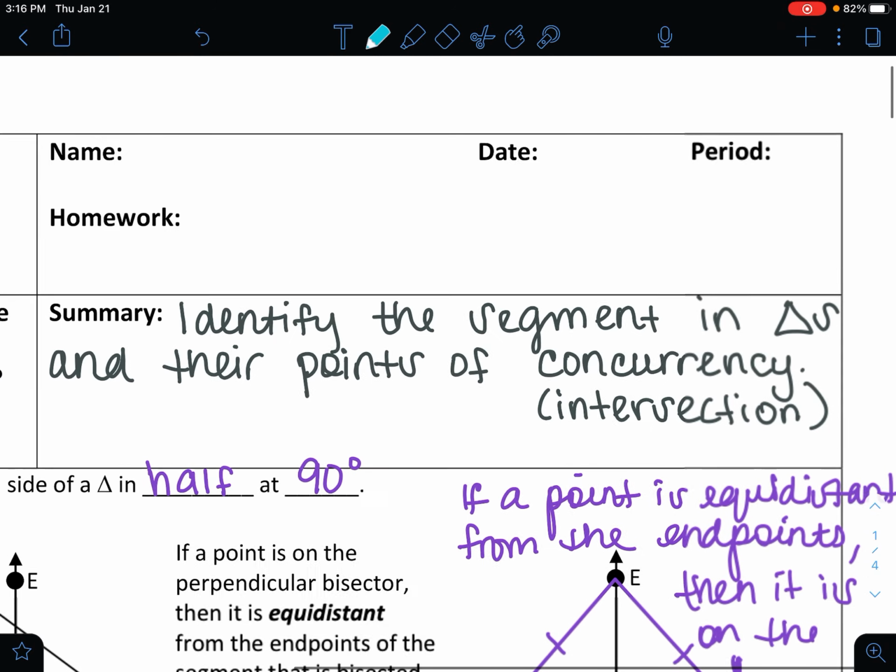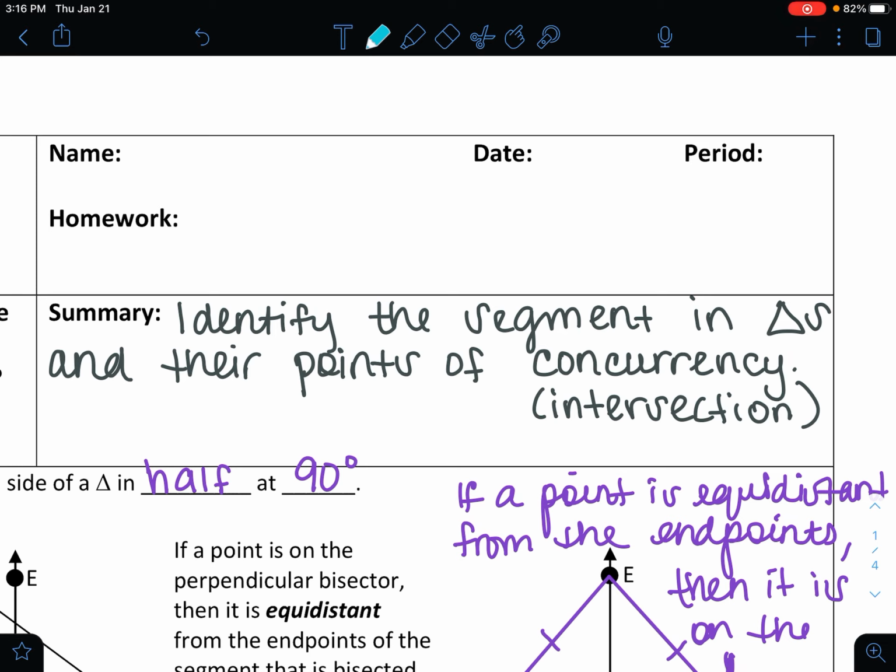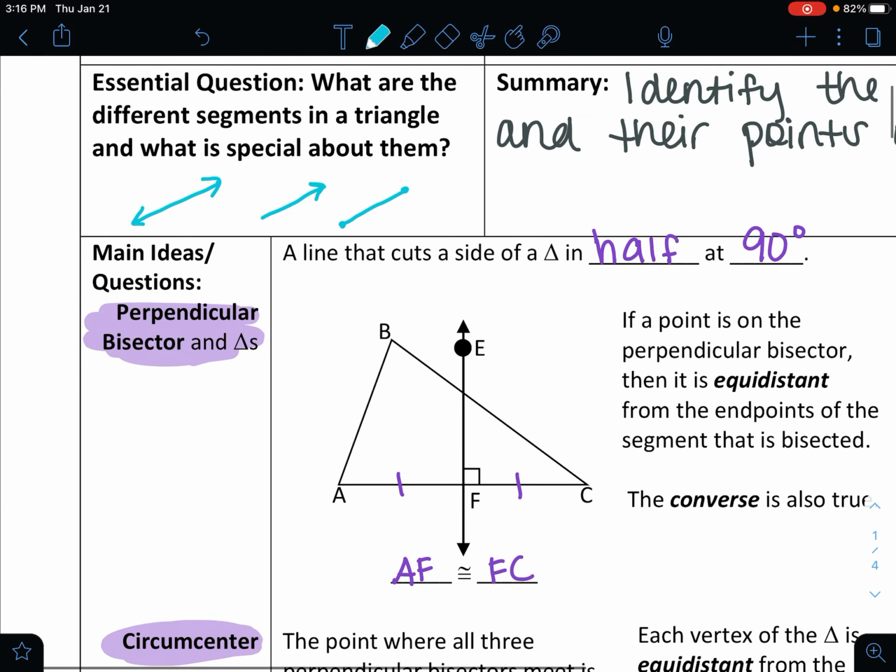And for our summary, we're going to identify the segments in triangles and their points of concurrency, and that'll hopefully make sense in a bit. All right, the first main idea is perpendicular bisectors. So let's break down that word real quick.